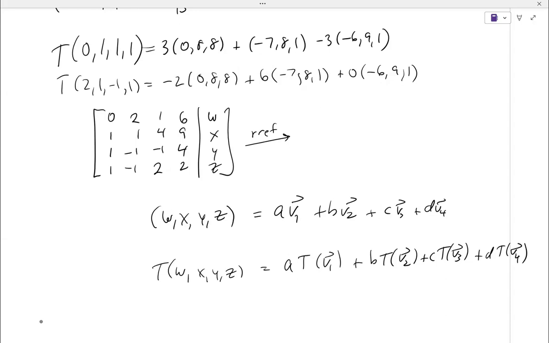And then once you have the rule, then you just need to plug in 2 for W, 2 for X, 0 for Y, 0 for Z. The answer to the last part.